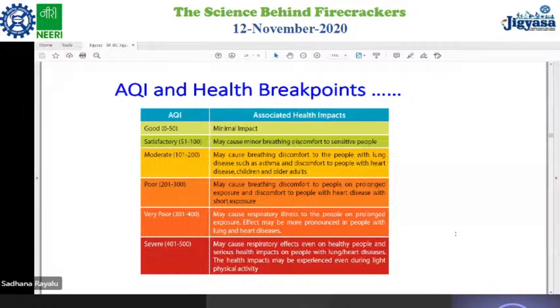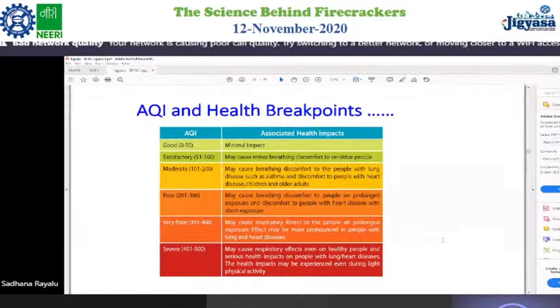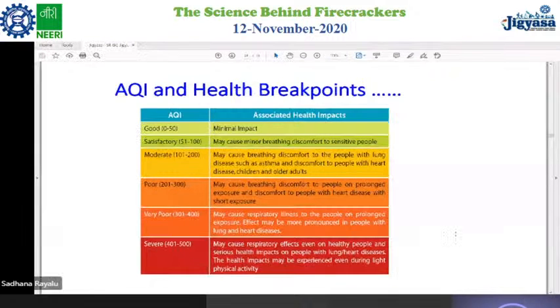If it is between 51 to 100, then the air quality status is just satisfactory. It may lead to breathing discomfort. If it is moderate, then definitely breathing discomfort along with asthma and other kinds of problems to diseased children and older adults is possible. 201 to 300, of course, is a very, very poor status. It can lead to a lot of heart and other lung related complications. Very poor and severe, of course, will still be very problematic.